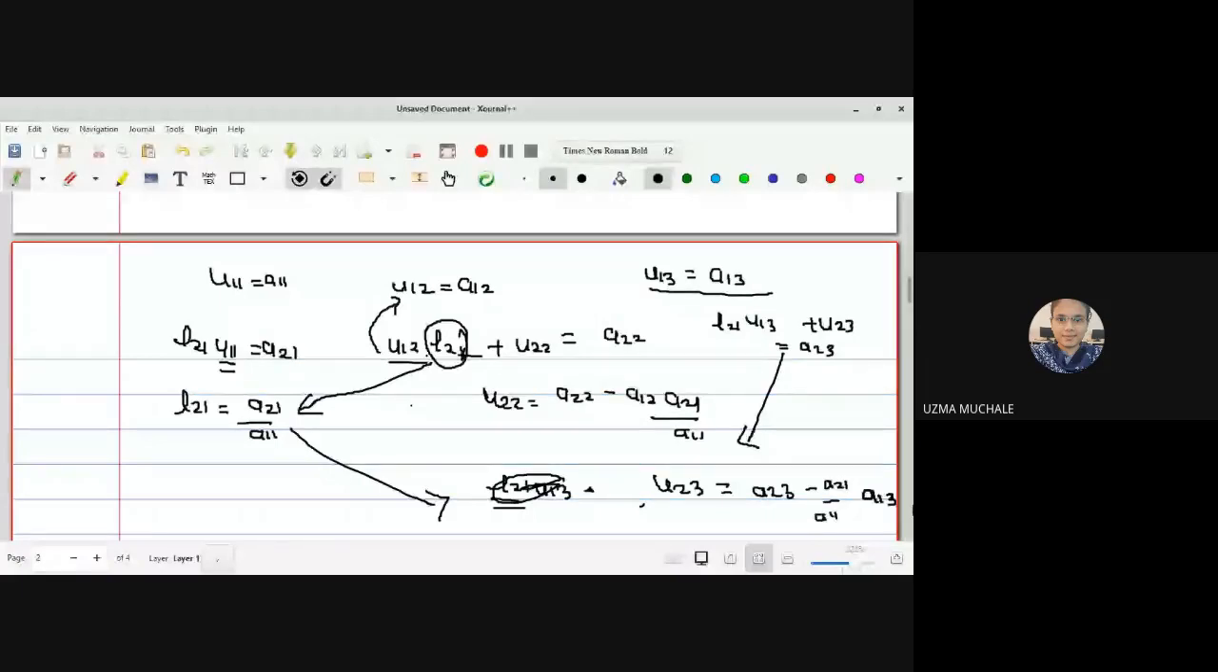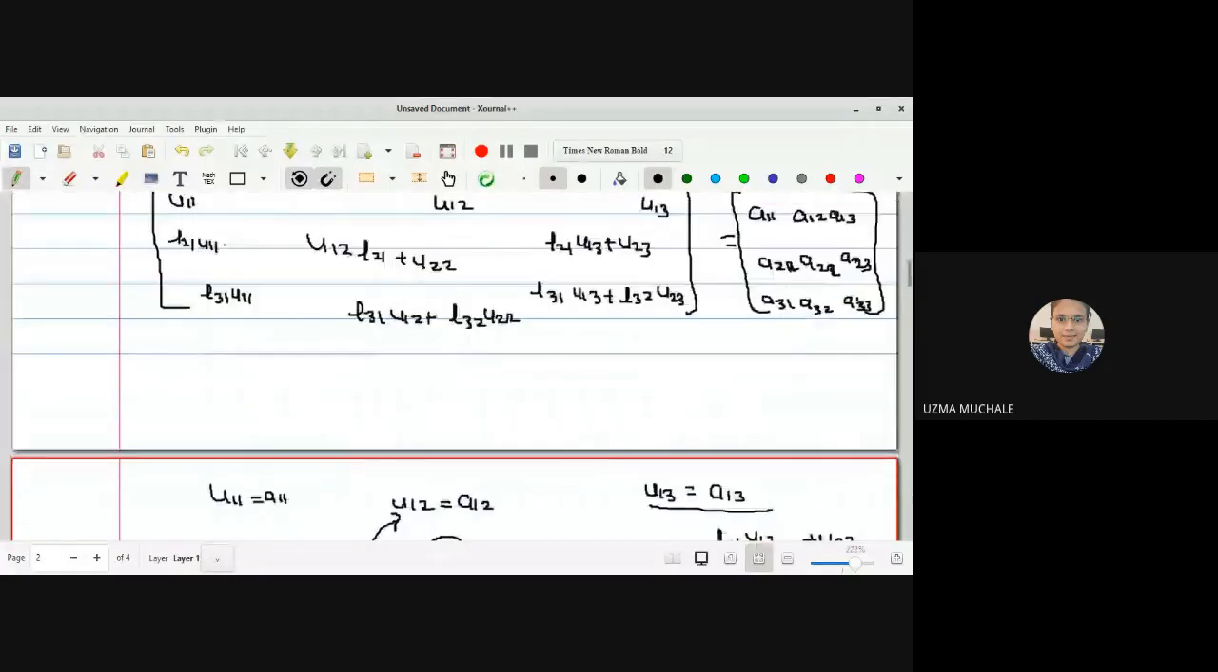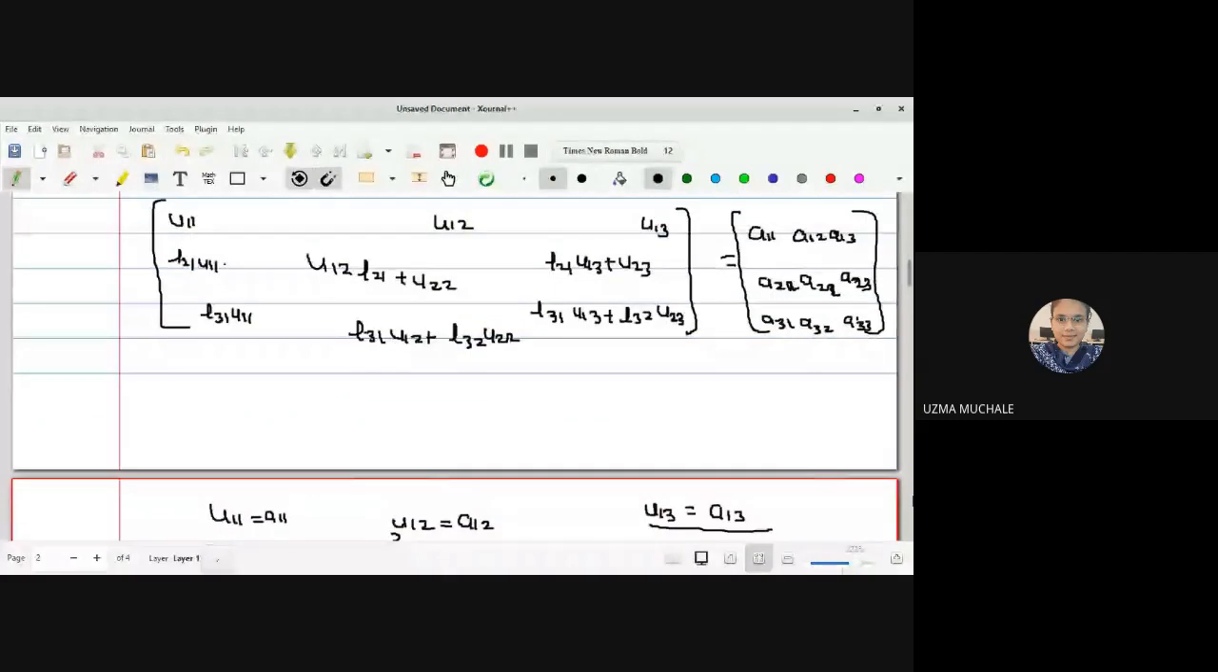Okay. So up to now we have got a total of 6 values. Now let us go for the next one. That means we have to equate the third row also. Equating the third row, what are the values?